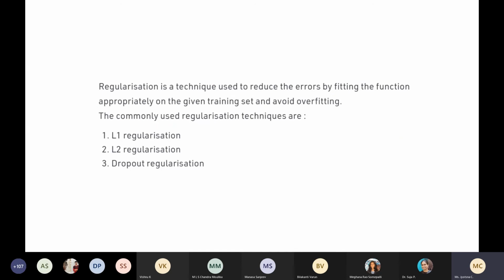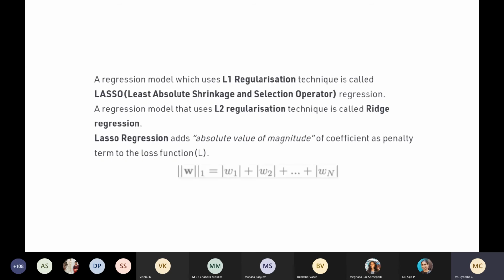There are different kinds of regularization techniques: L1 regularization, L2 regularization, and dropout regularization. L1 regularization is lasso regularization, that is, least absolute shrinkage and selection operator regression. In lasso regression, the penalty is calculated by finding the sum of the absolute values of all the weights. That summation is the penalty term in lasso regression.